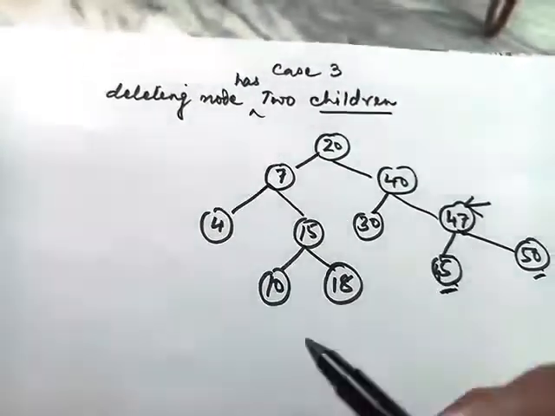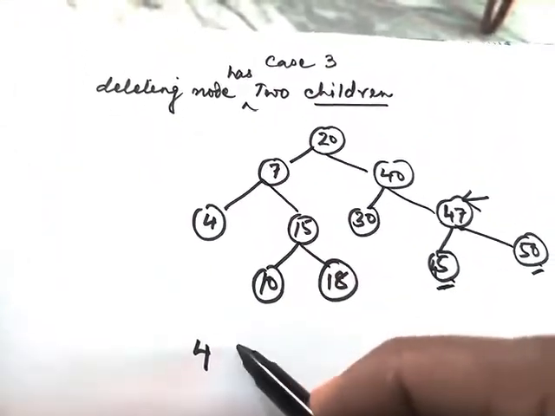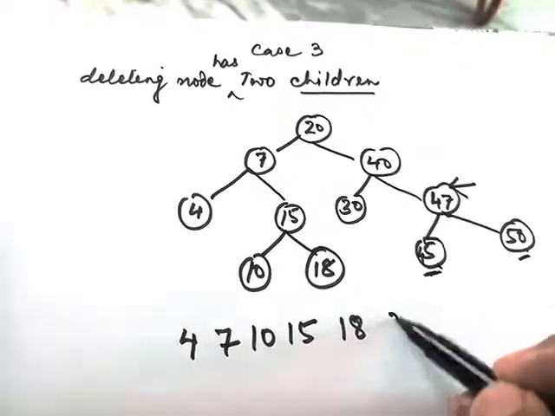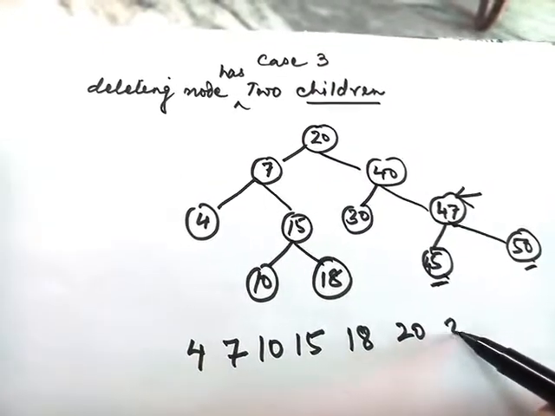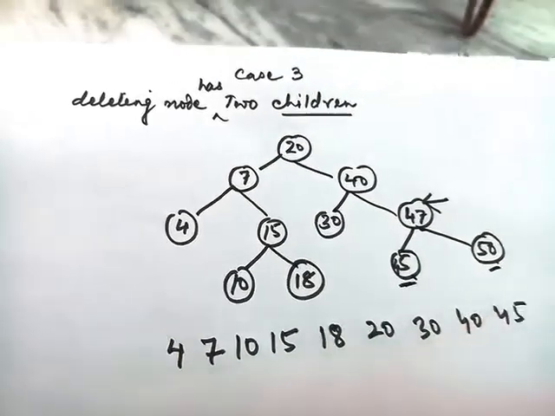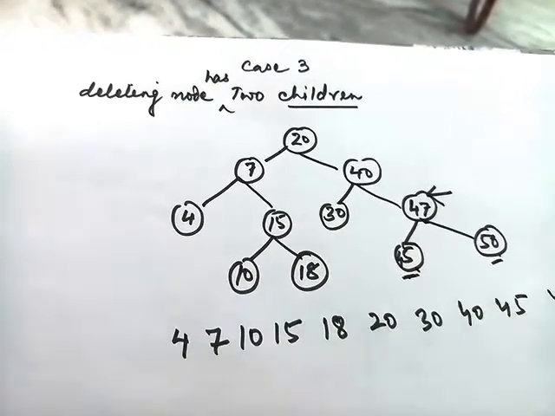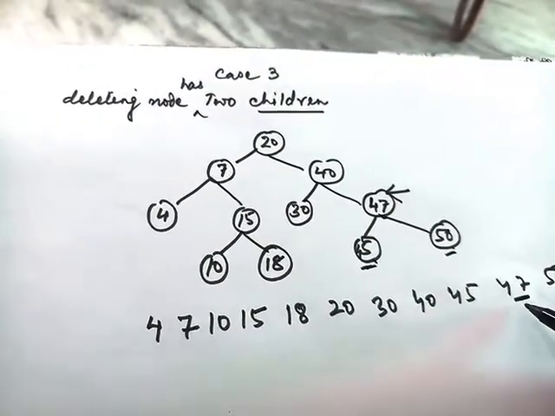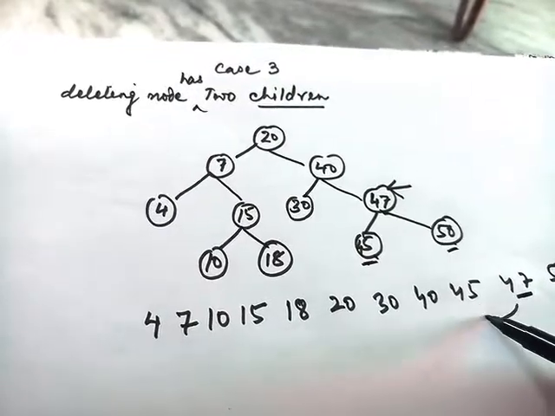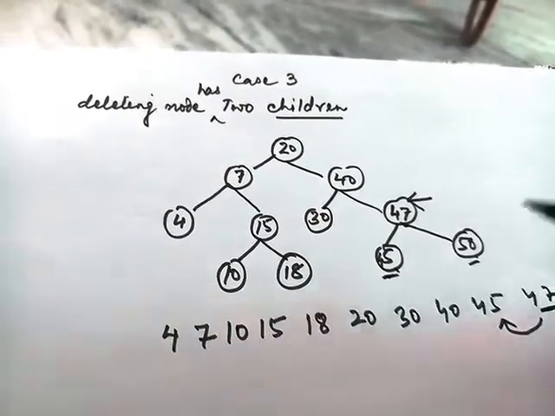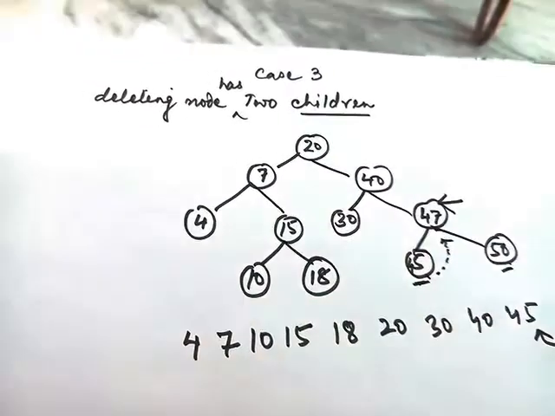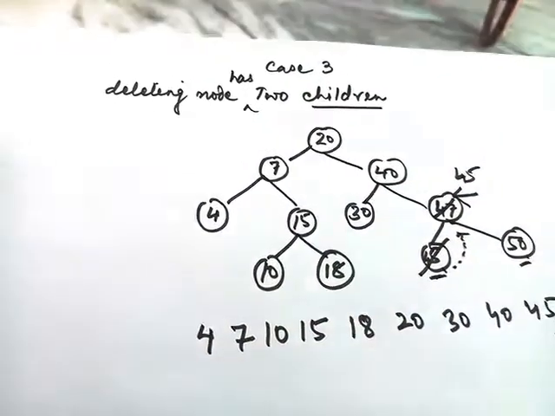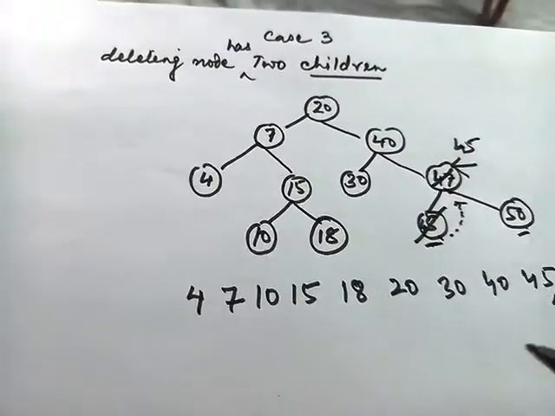So basically, if you draw the in order, it will be 4, 7, 10, 15, 18, 20, then 30, 40, 45, 47 and 50. Suppose you have to remove 47. So who comes before 47? That is 45. So I can copy 45 over here. So instead of 47, it will become 45 and then remove this node. Very simple.